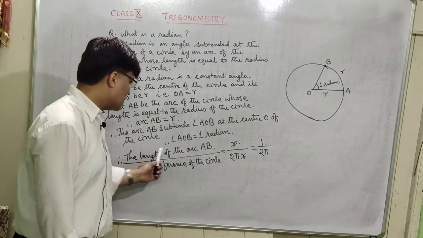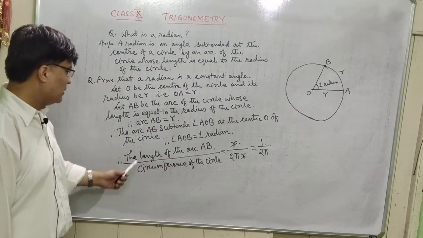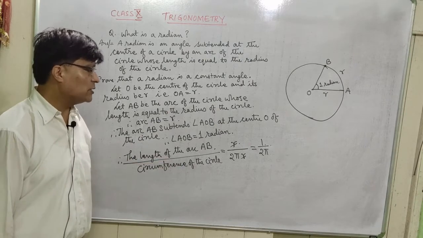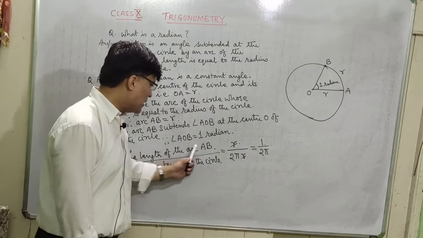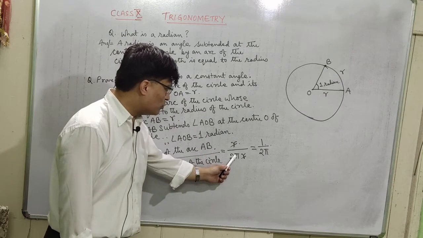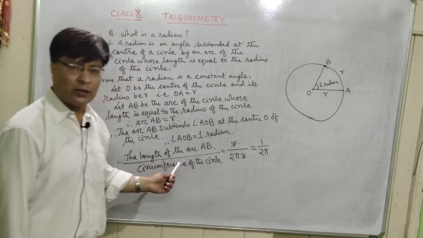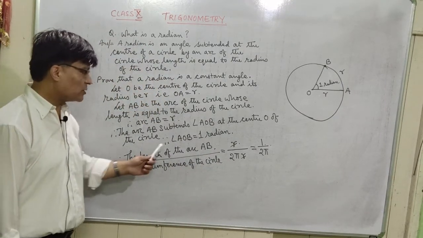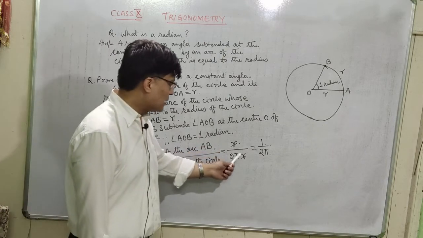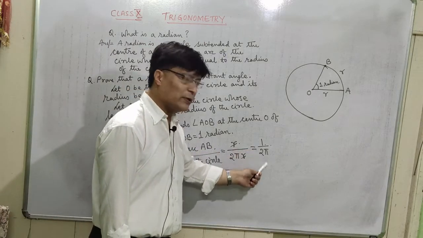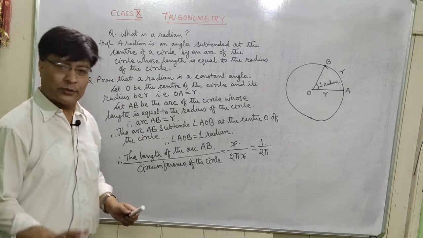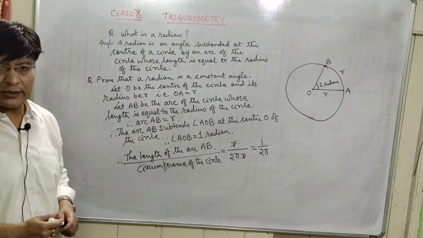Okay. So the length of the arc AB divided by the circumference of the circle is equal to R divided by 2 pi R, because you know that the formula for the circumference of the circle is 2 pi R. Here R and R get cancelled, which is equal to 1 upon 2 pi. So I think you have understood it.